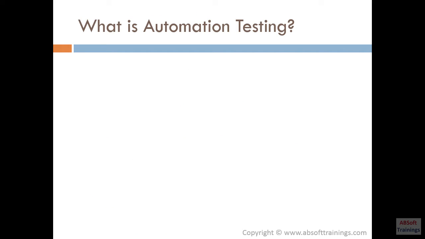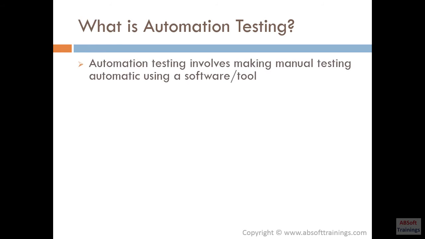Now we will look into what is automation testing. Automation testing involves making manual testing automatic using a software or tool. For example, we use an automation tool like Selenium and automate manual test cases by creating automation scripts for them.